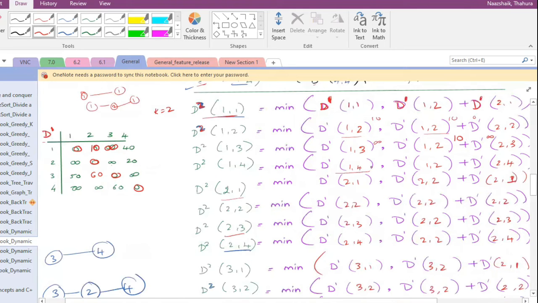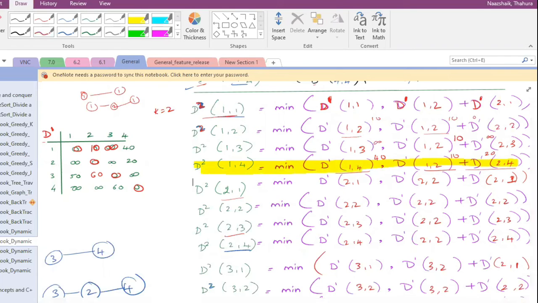Let's try this. 1 to 4 is 40. Can I go 1 to 2, which is 10, and from there 2 to 4? 2 to 4 is 20. Take a look at this one. You're seeing a changed value here, right?